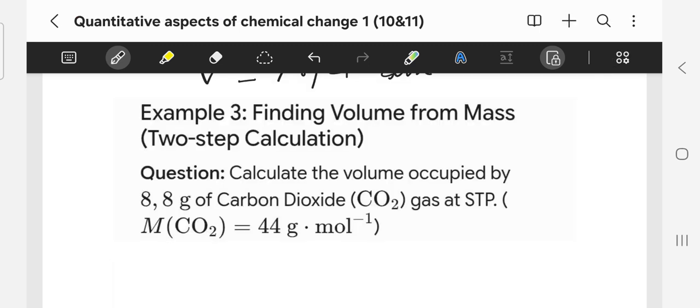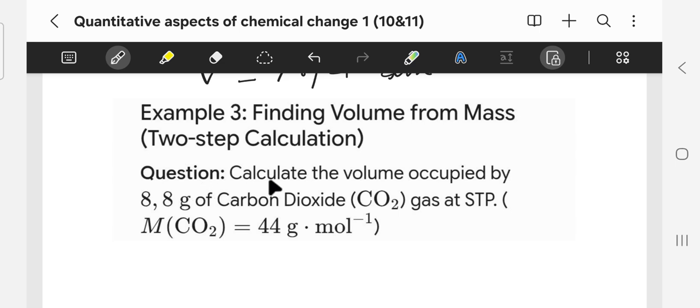Okay, here's the last example in terms of this video, guys. And this one is a bit more complex. There's more into it in terms of steps. So here they are saying we're going to find the volume from mass, and it's a two-step calculation, as you can see. So things here are a bit more complex.